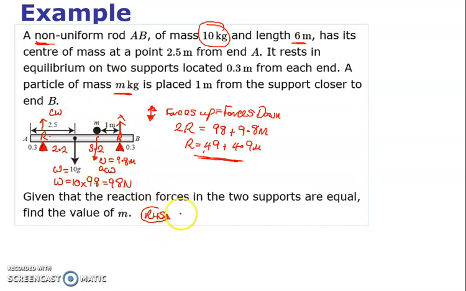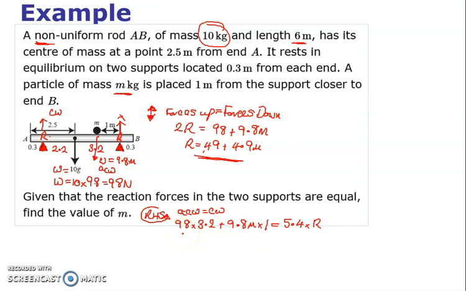So when I do anti-clockwise equals clockwise, I've got, let's just say, the 98 times by the 3.2. So let's do this. 98 newtons times by 3.2 meters. Plus this one, what's this? This is a force of 9.8M times by, it says it's 1 meter away. And that is equal to the clockwise force. And the clockwise force, I reckon, is 5.4 meters away times by the R. What was the R again? It was all this. All right.